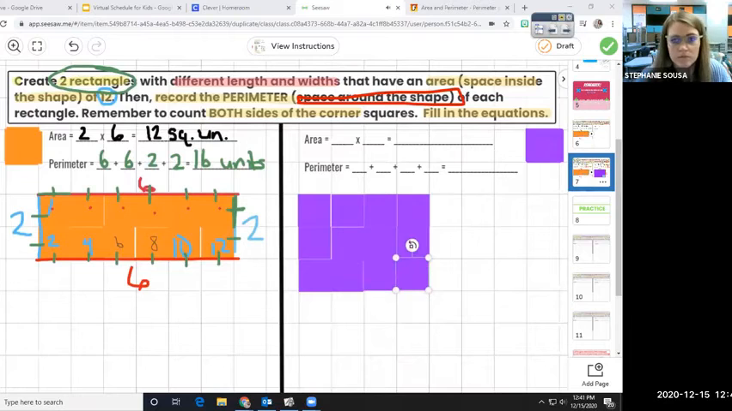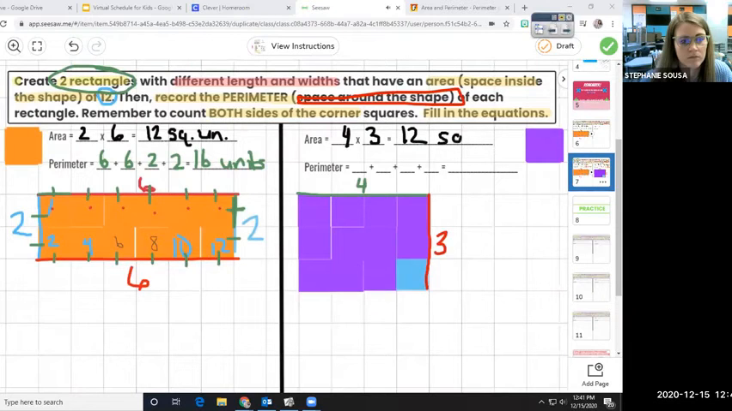Now I'm going to label my length and my width. I can see that I have a length of 4 units. I can see that I have a width of 3 units. So my area is equal to 4 times 3, which we know gives us 12 square units, as we've proven in our illustration and as was described for us in our directions.